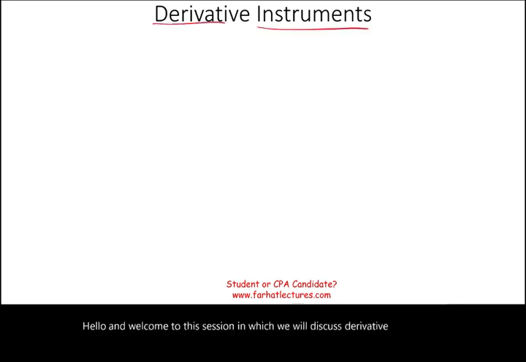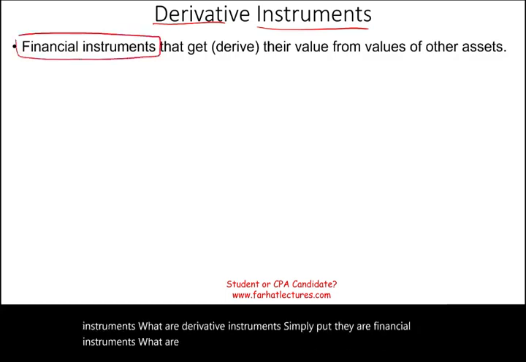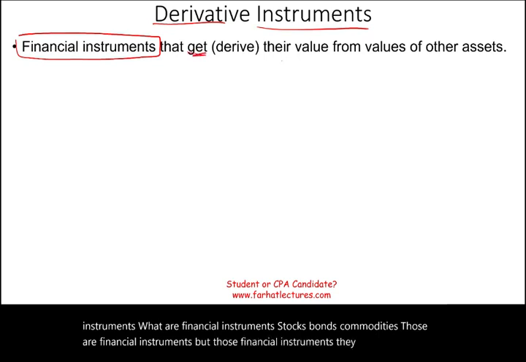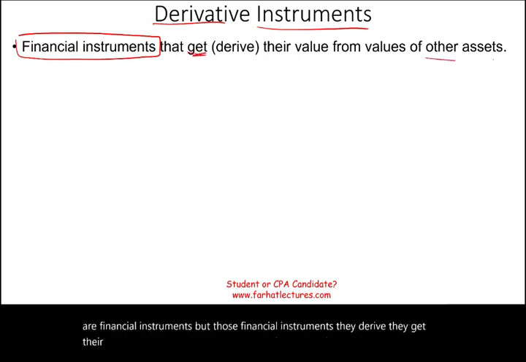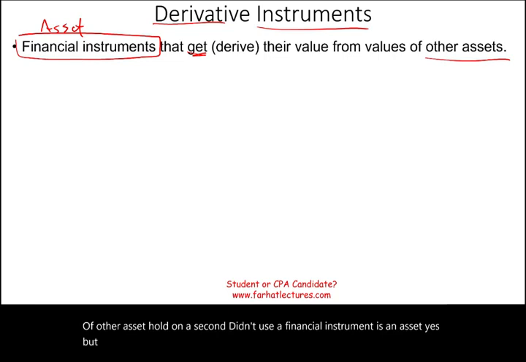What are derivative instruments? Simply put, they are financial instruments. What are financial instruments? Stocks, bonds, commodities. Those are financial instruments. But those financial instruments get their value from the value of other assets. Hold on a second. Didn't you say a financial instrument is an asset? Yes. But this instrument gets its value from other assets.